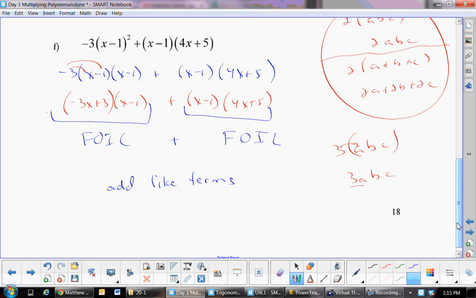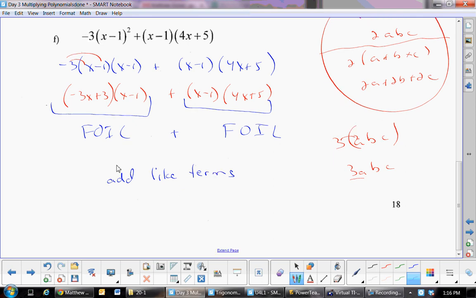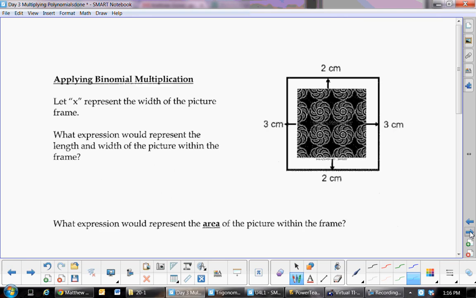When? You have to be specific. Like here, why do I add? Because this is this binomial multiplied by this binomial. Okay. Applying. I need to get going on this stuff.